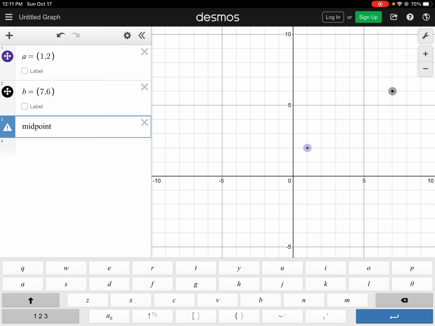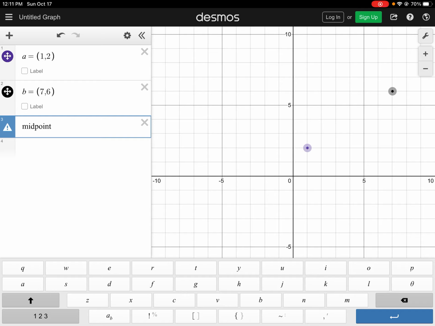Okay, now when you do that, it doesn't know what you want the midpoint of, so you have to tell Desmos, hey, I want the midpoint of, put parentheses, always parentheses, point A, comma, and point B. And when you do that, Desmos will graph another point. And to get the answer, just tap. Ta-da! 4, 4.